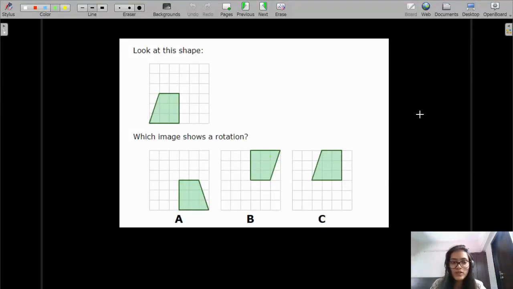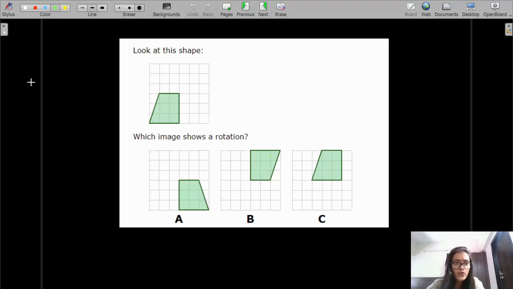Alright, so let's do some practice problems on transformations. So we just saw 4 types of transformations, and now we have to identify which transformation has been used in these figures. So here we have this shape. We have to identify which image shows a rotation. Okay, let's look at this.